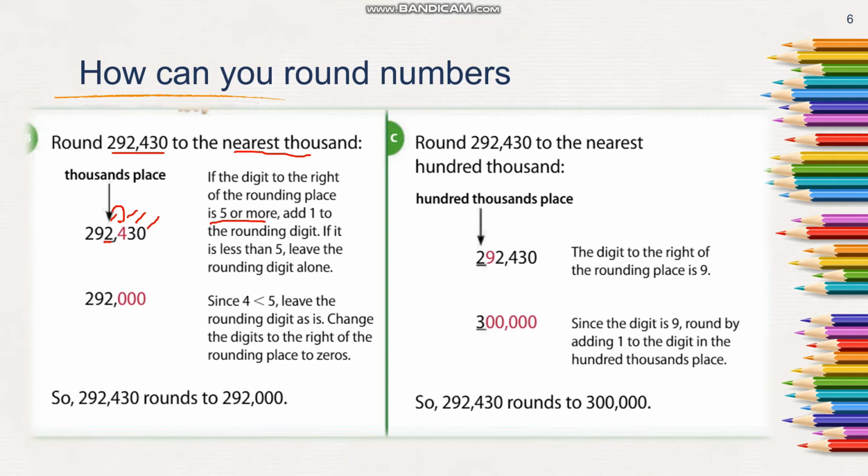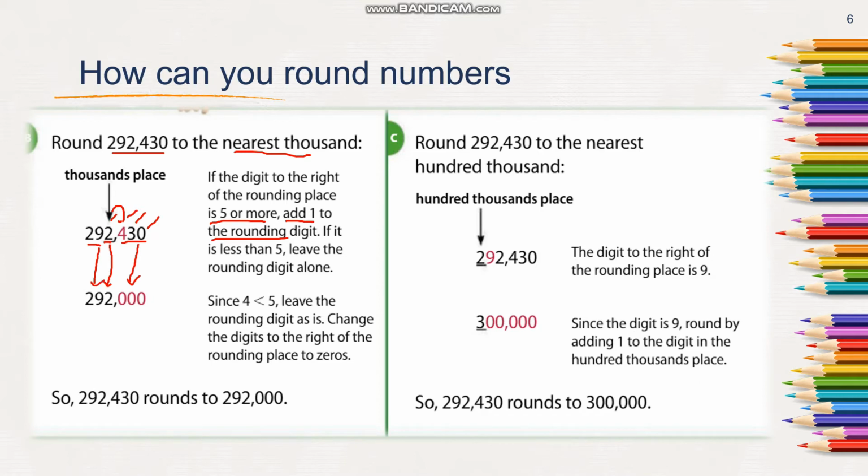Okay? So, if the digit to the right of the rounding place is 5 or more, we need to add 1 to the rounding digit. But if it is less than 5, leave the rounding digit alone. So in this case, it is followed by 4, so 2 must be the same. So we just simply copy 2, then the rest of the digits to its right become 0, and the digits to its left, you just simply copy.